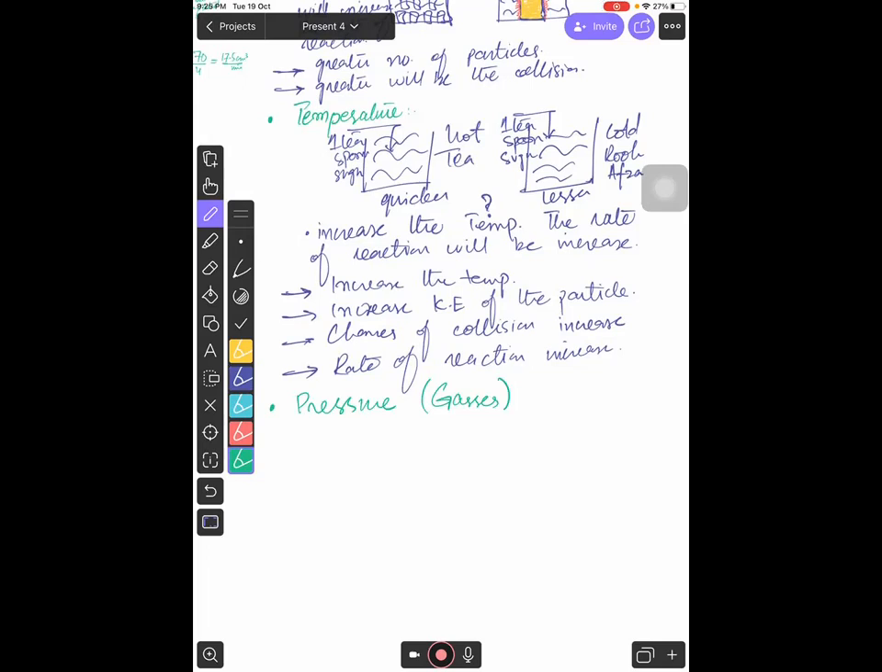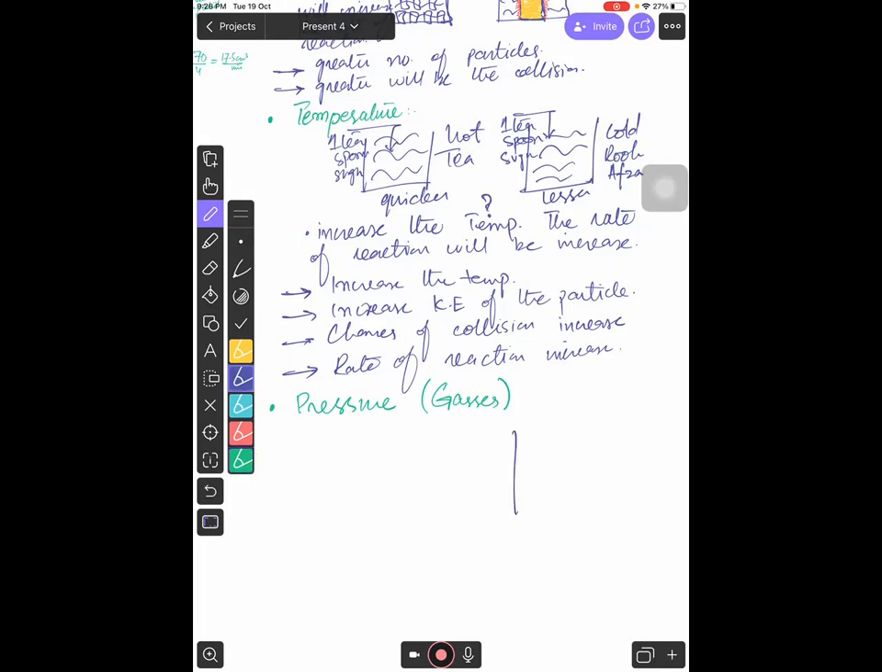Their particles are already near to each other, right? But if we talk about gases, the particles of gases are far apart from each other, right? So when we apply the pressure, the particles come closer, and the chances of collision will be increased, right? So the pressure is only applicable for gases. You need to remember this, okay? So it is again the same thing that we need to remember.